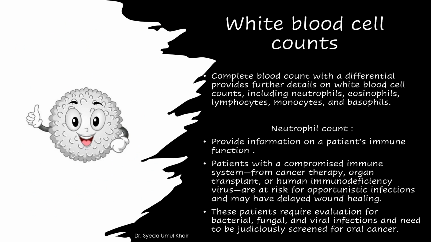CBC with differentials provides further details on white blood cell counts, including neutrophils, eosinophils, lymphocytes, monocytes, and basophils. White blood cell counts, or more specifically neutrophil values, provide information on patients' risk for infection. Patients with a compromised immune system from cancer therapy, organ transplant, or HIV are at risk of opportunistic infections and may have delayed wound healing. These patients require evaluation for bacterial, fungal, and viral infections and need to be judiciously screened for oral cancer.